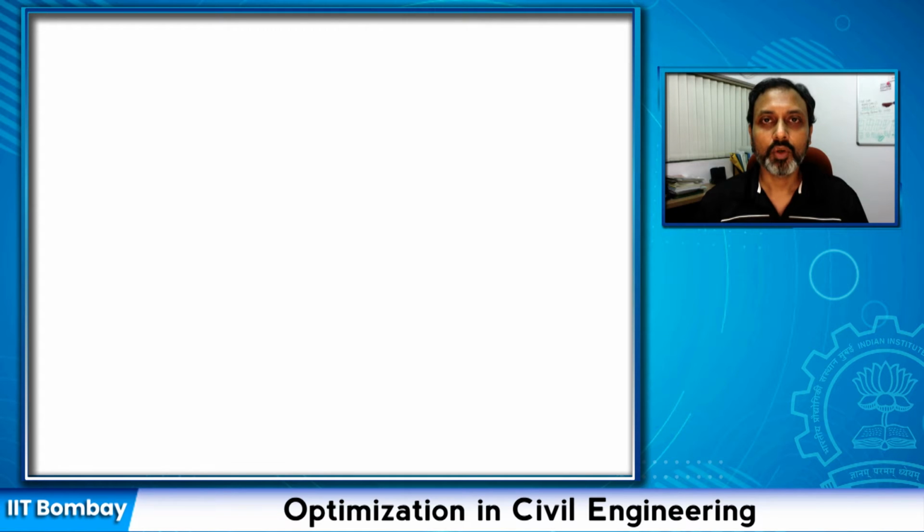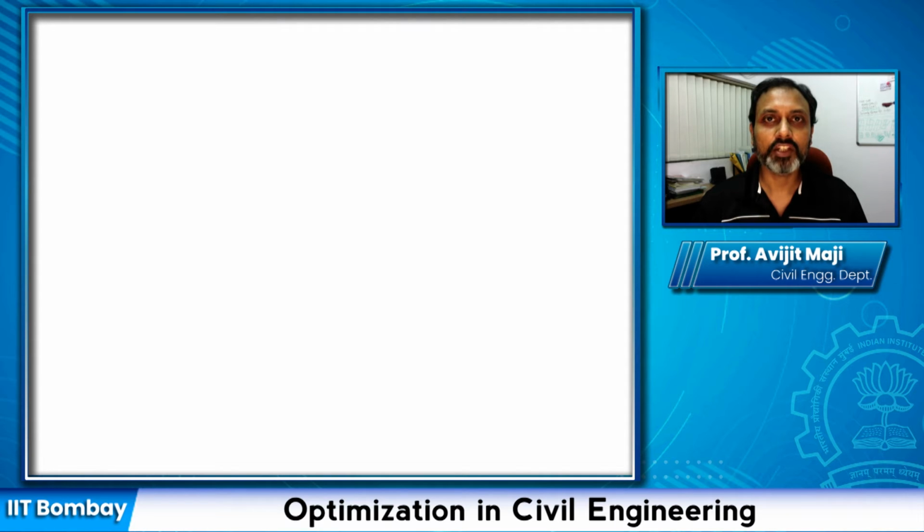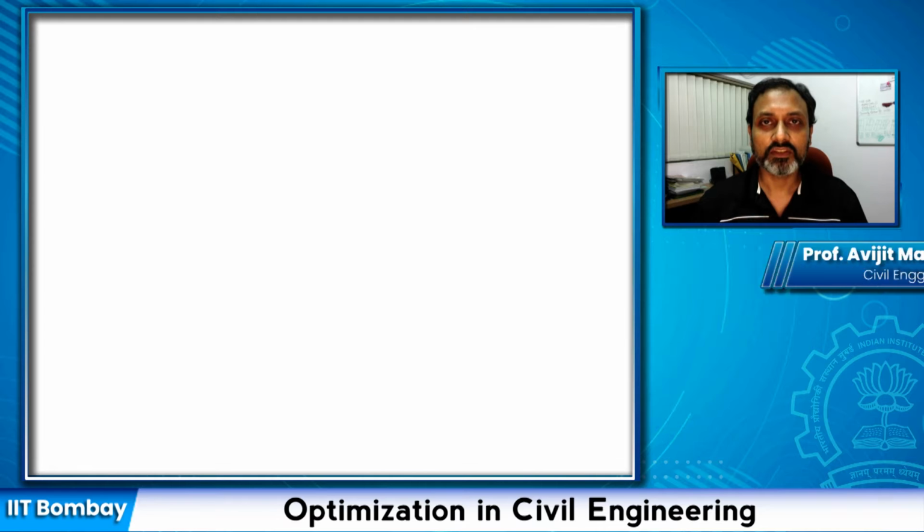Hello everyone, welcome back to Optimization in Civil Engineering. In the last few lectures, we discussed the multivariable optimization problem with equality constraints. In that process, we saw various methods to solve such problems. In the solution process, we discussed how we can identify the dependent variables and replace them with the independent variables and convert the problem into an unconstrained multivariable optimization problem and solve it.